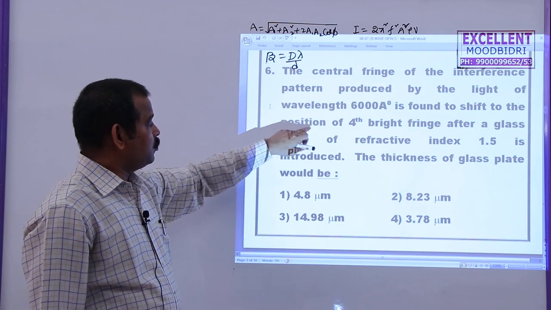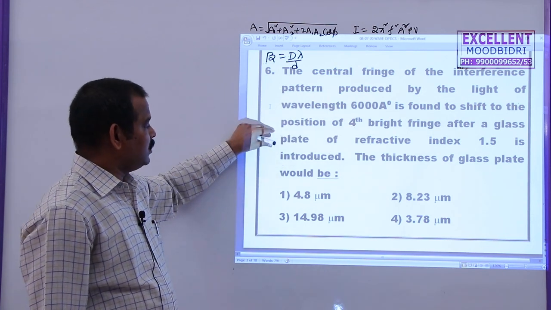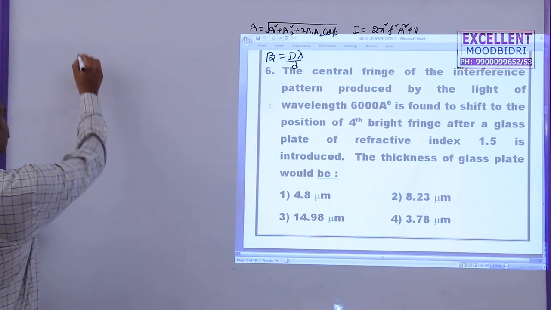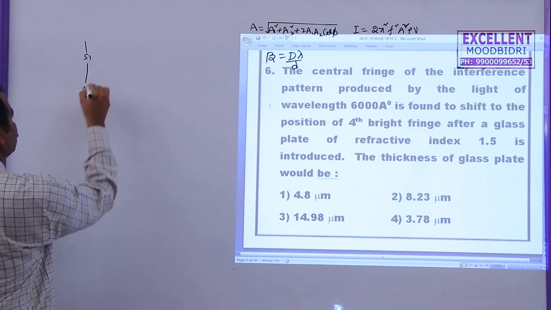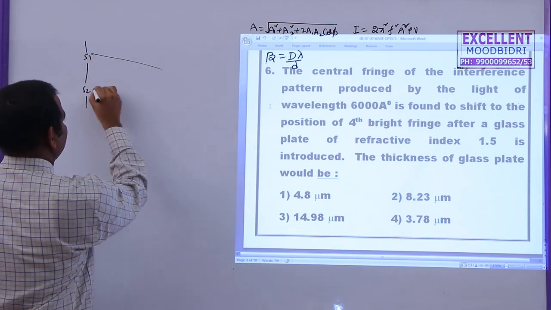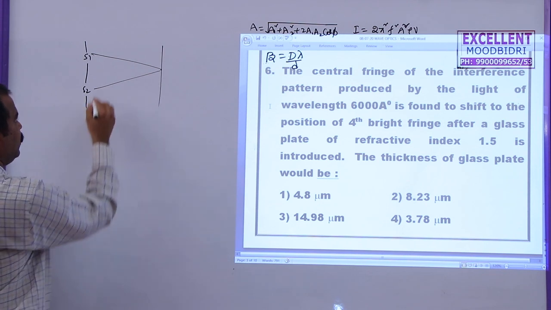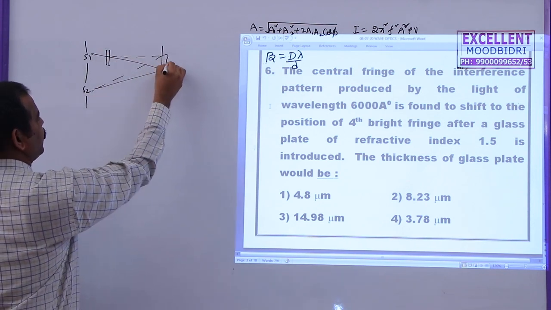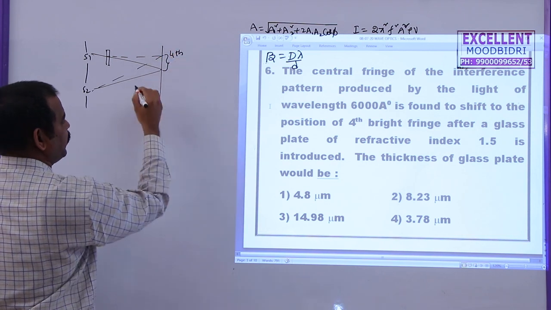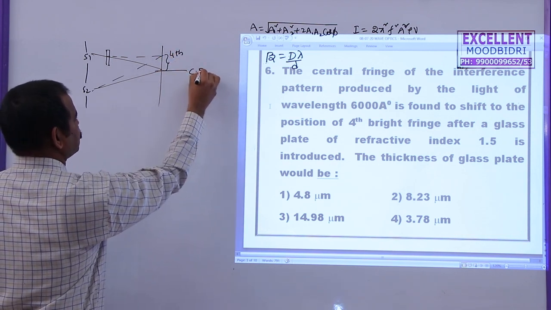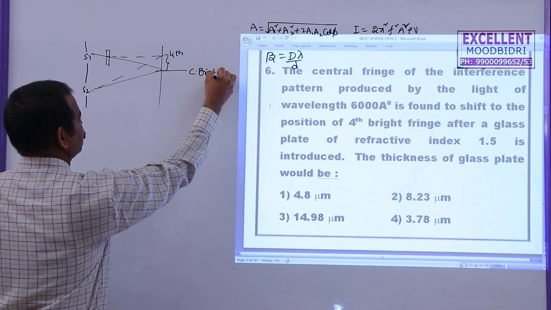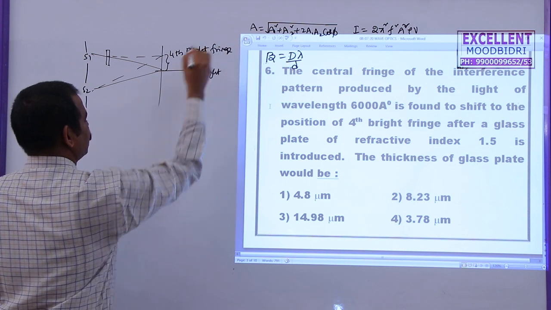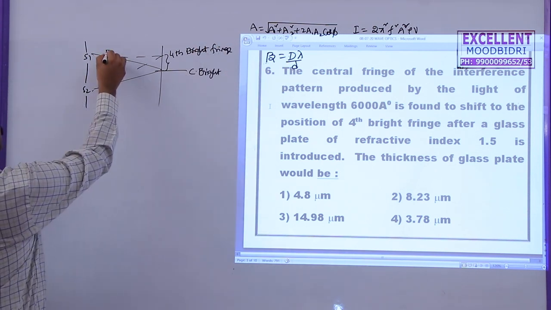shift to the position of the fourth bright fringe after a glass plate of refractive index 1.5 is introduced. The thickness of the glass plate is dash. So here this is S1, S2, and let us say this is the central maximum. Now if a glass plate is placed here, the entire pattern is shifted to the fourth bright fringe here. This is the central bright fringe. This is the fourth bright fringe. Now, what is the thickness of the glass plate that is arranged here?